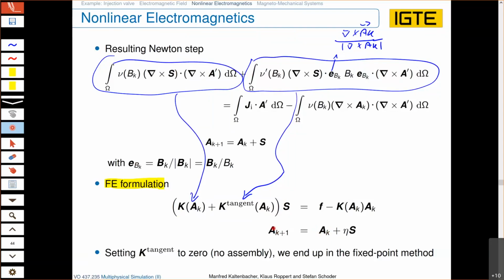And again, I have included here our line search parameter, sometimes also called the relaxation parameter. What is the nice thing is the following, that when you neglect K tangent, you just end up in the standard fixed point method. And as you know, for the fixed point method, we don't need to evaluate the derivative of our nonlinear function, which is our reluctivity. We just need the nonlinear function to be evaluated directly.